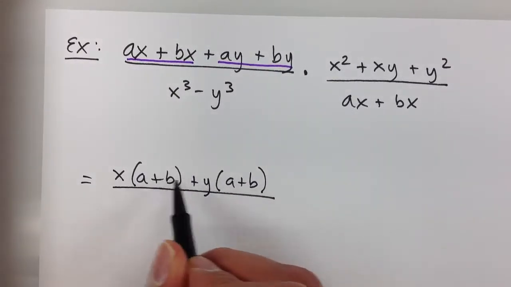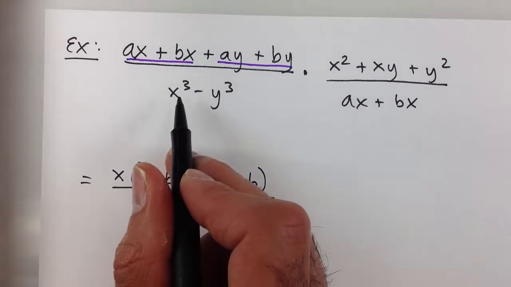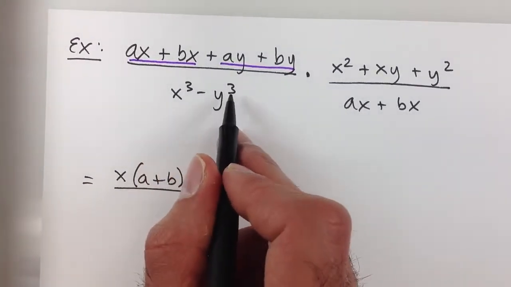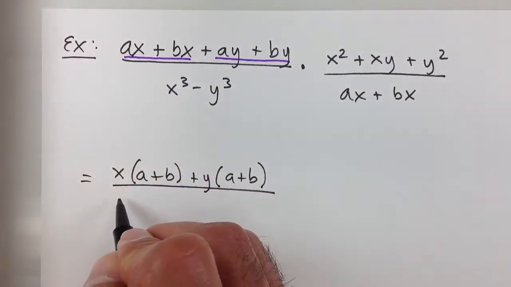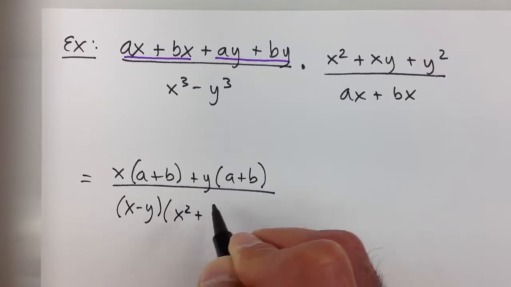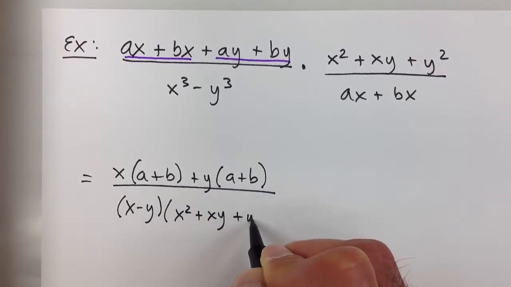So we're going to continue with this one more step to keep factoring. But then while I'm at it, I'll start with what's below, which is a difference of two cubes. And so by the formula to factor a difference of two cubes, this should be x minus y times x squared plus xy plus y squared.